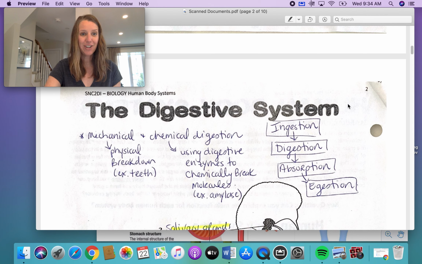Okay, so at this point you should have already filled in this page here. Don't fill in my answers, okay, just for the questions. Just fill in the structure and function and let's talk through this.